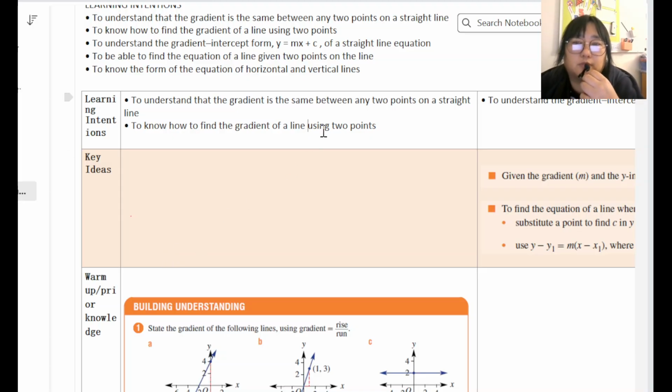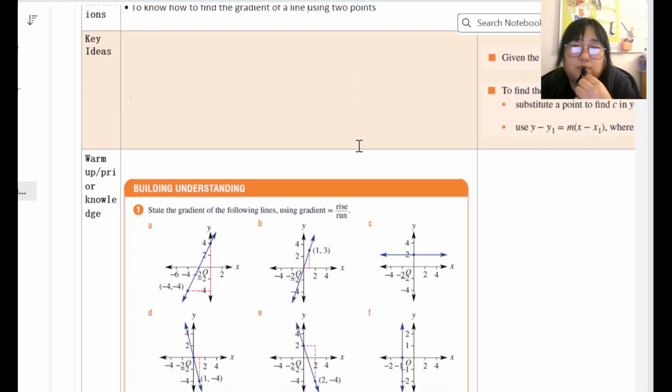Now we have a look. So we can understand on the straight line, the gradient always keeps the same, and always equals the m value. And also we can find the gradient of a line using 2 points.